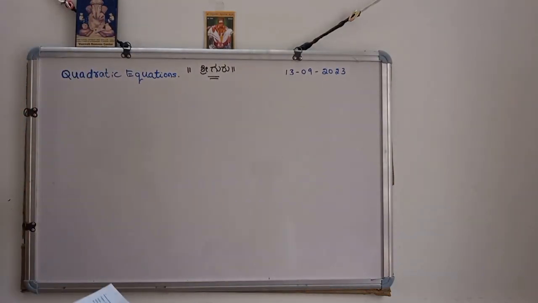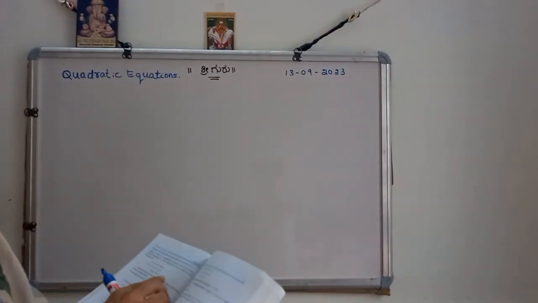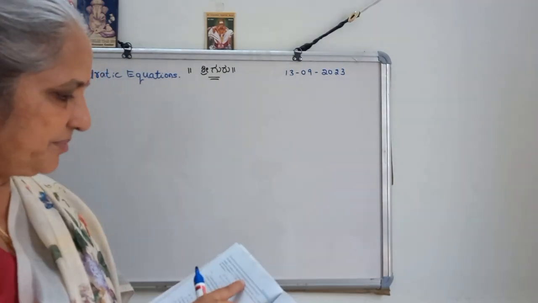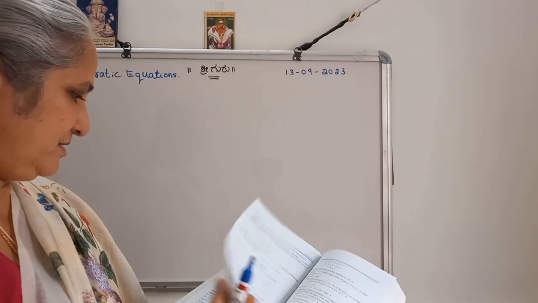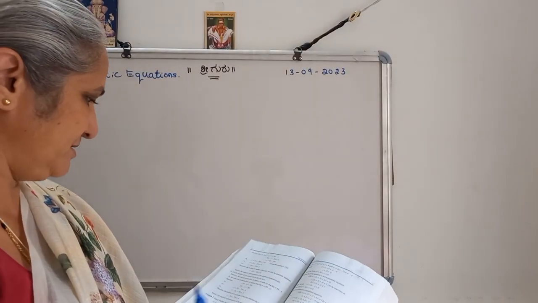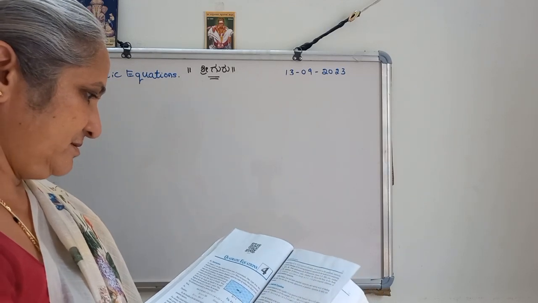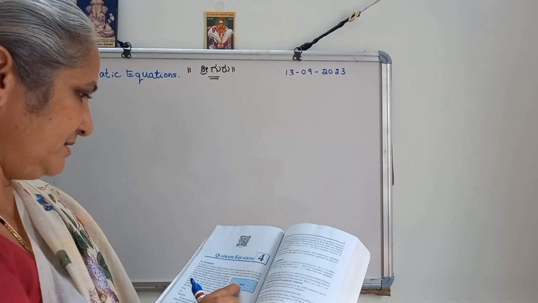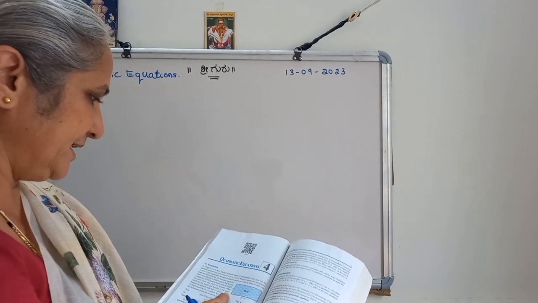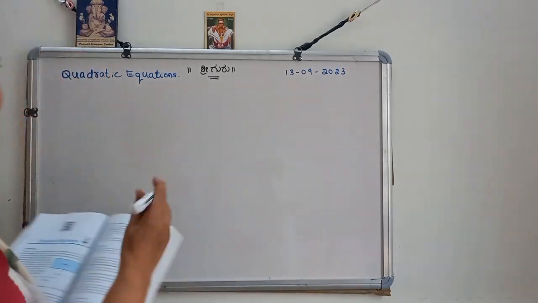Okay. What is the sum? Find the dimensions of the prayer hall discussed in section 4.1. Where is section 4.1? Here, the prayer hall. The area of the prayer hall is 300 meters square.